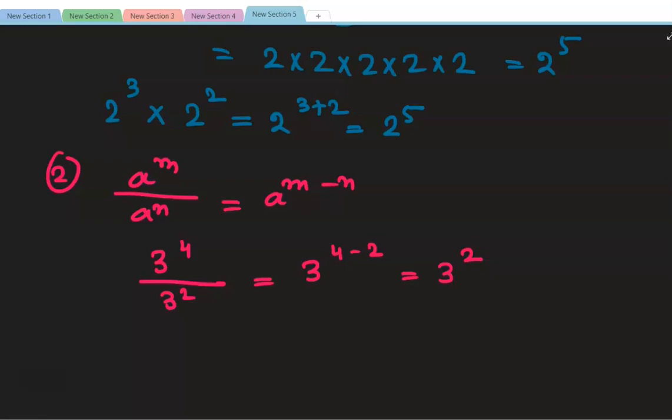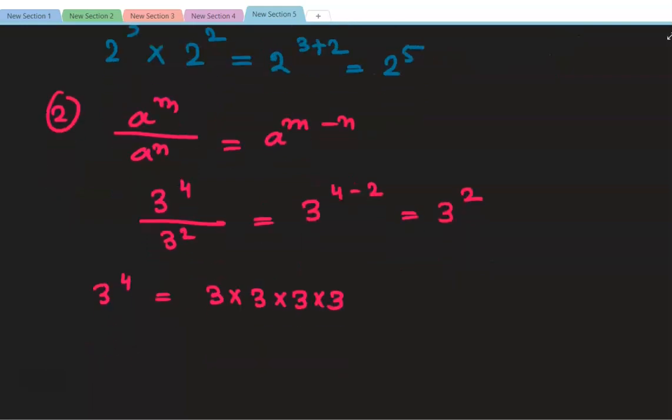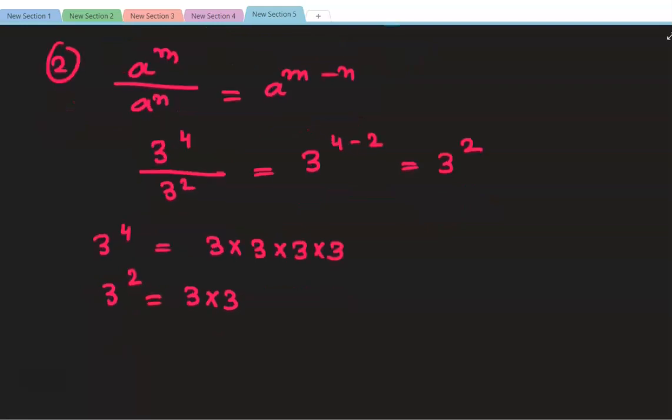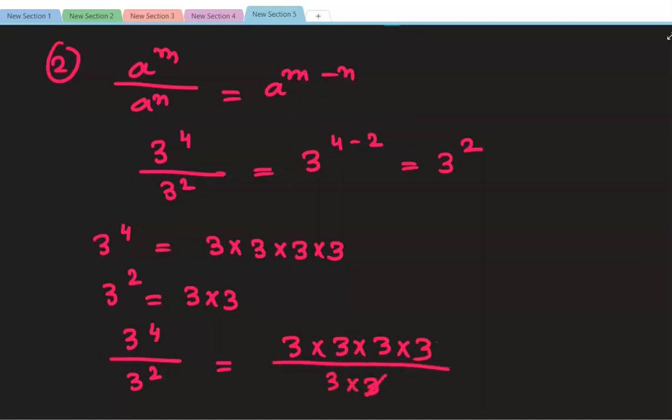Now, if we try to see how this formula comes, 3 to the power 4 means 4 3's are multiplied, and 3 to the power 2 means 2 3's are multiplied. Now we are dividing them. So 3 to the power 4 divided by 3 to the power 2. Now 1 3 gets cancelled with 1 3 and another 3 gets cancelled with this 3. So we get 3 into 3. How much is this? It is 3 square. So you see, this is the verification of the second law.